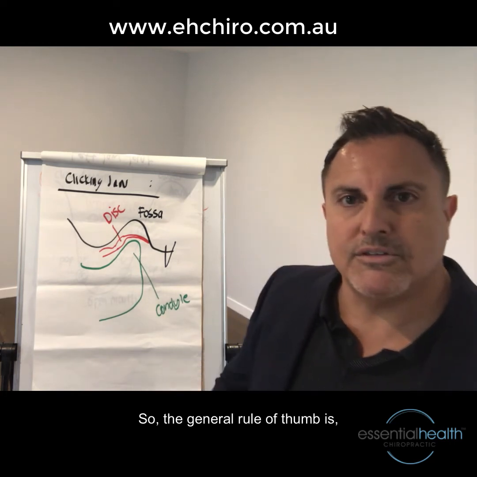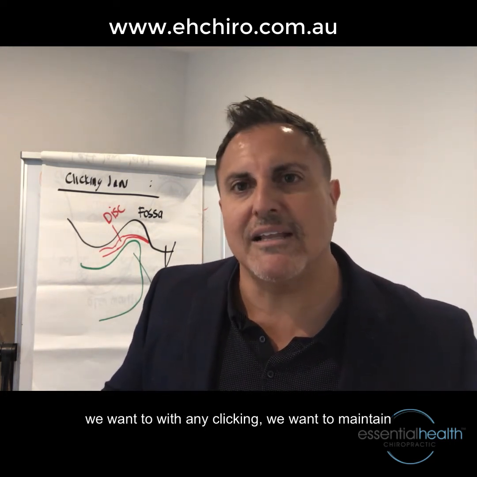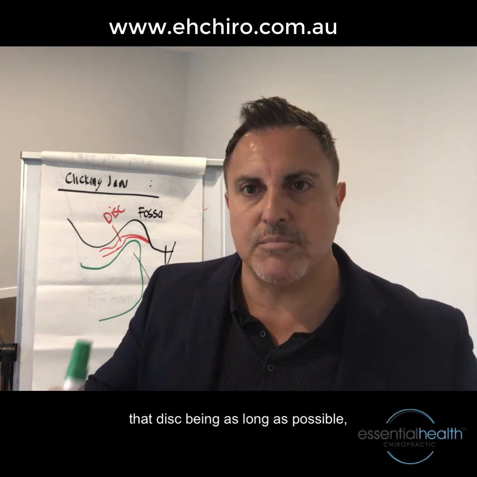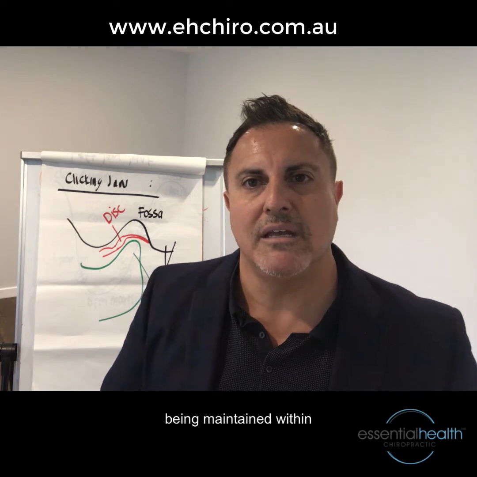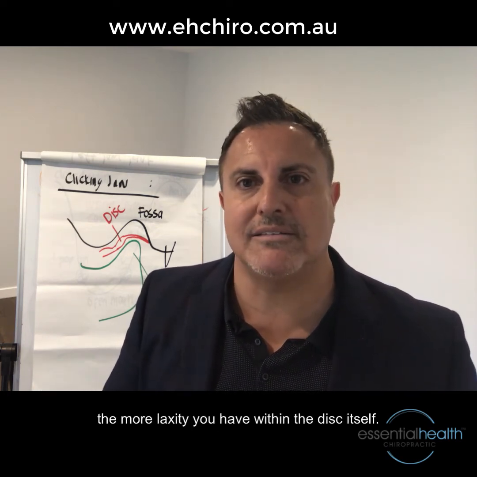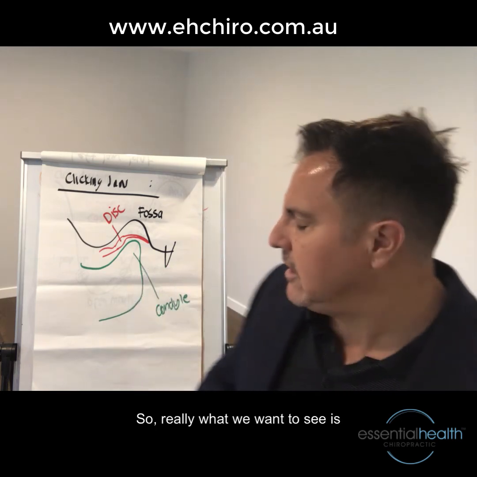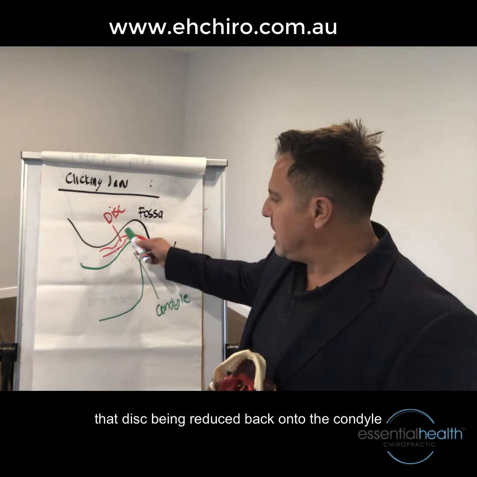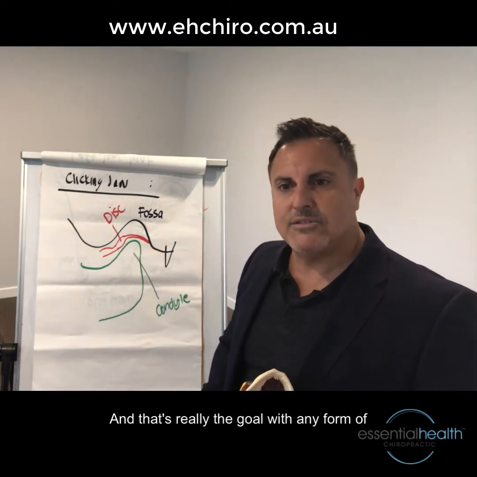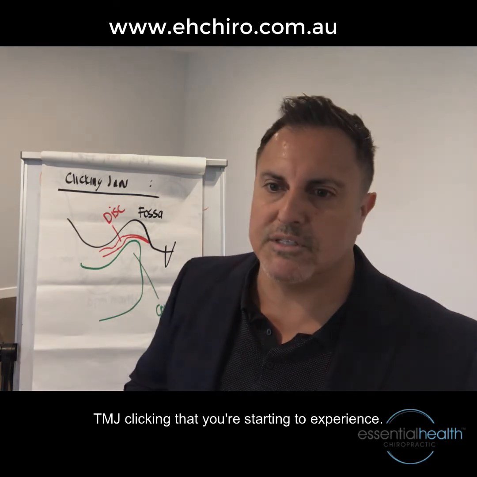So the general rule of thumb is that with any clicking, we want to maintain that disc within and on top of that condyle for as long as possible, because the shorter the period, the more laxity you have within the disc itself. So really what we want to see is that disc being reduced back onto the condyle and being maintained there, and that's really the goal with any form of TMJ clicking that you're starting to experience.